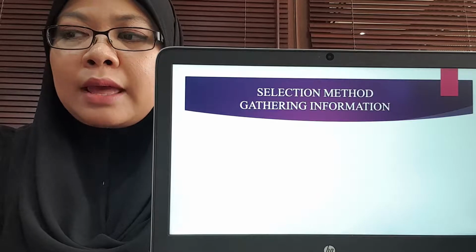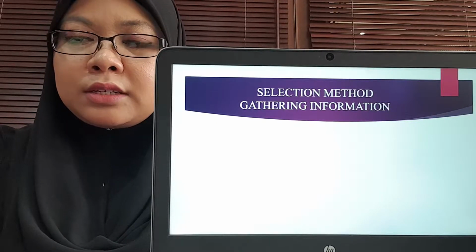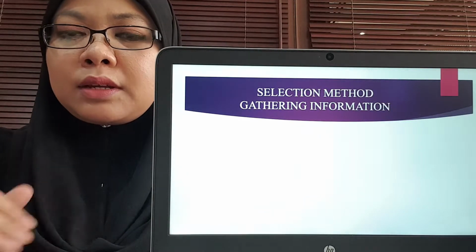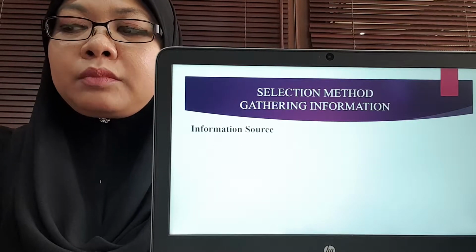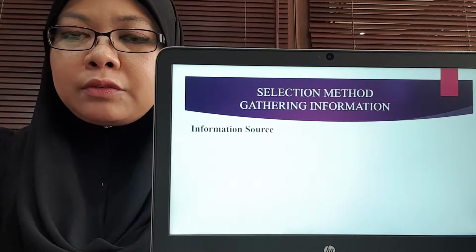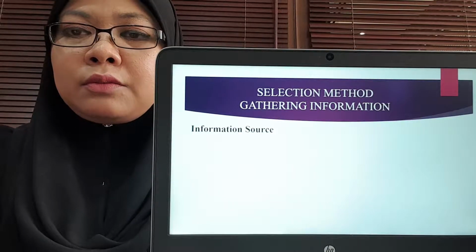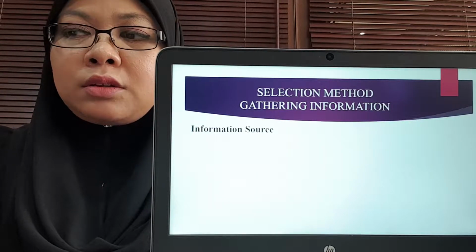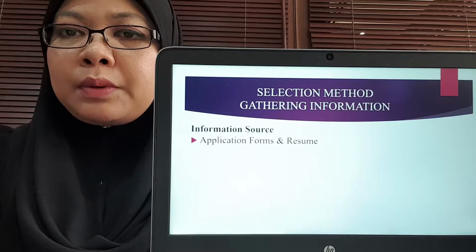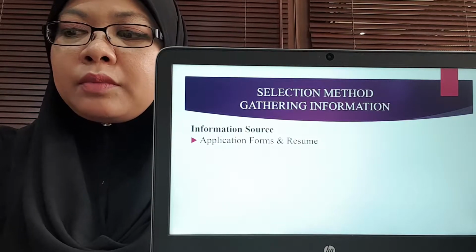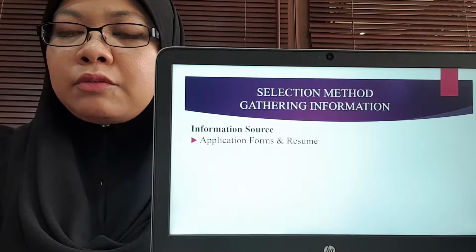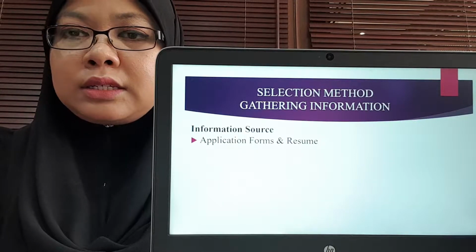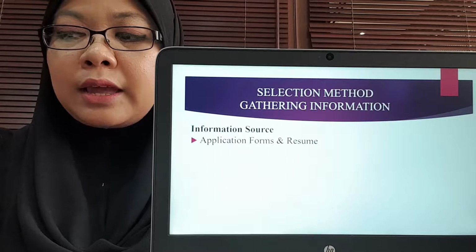For the first step, in an interview session, we must gather all necessary information about the candidate. There are two types of gathering information. The first one is information source. The first would be the application form and resume, which list the personal background, educational info, skills and abilities, and we can find it there.